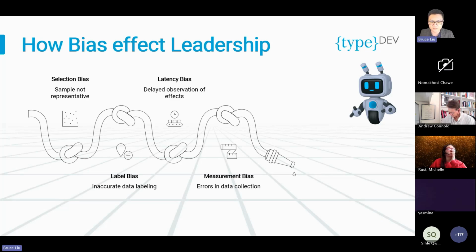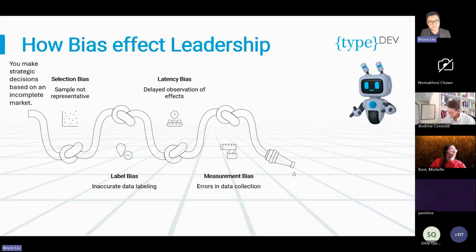And that becomes more of a control issue that the team needs to put in place. Then we have latency bias, delayed observational effect, and measurement bias. Each one of these has something that affects the outcome of the situation.